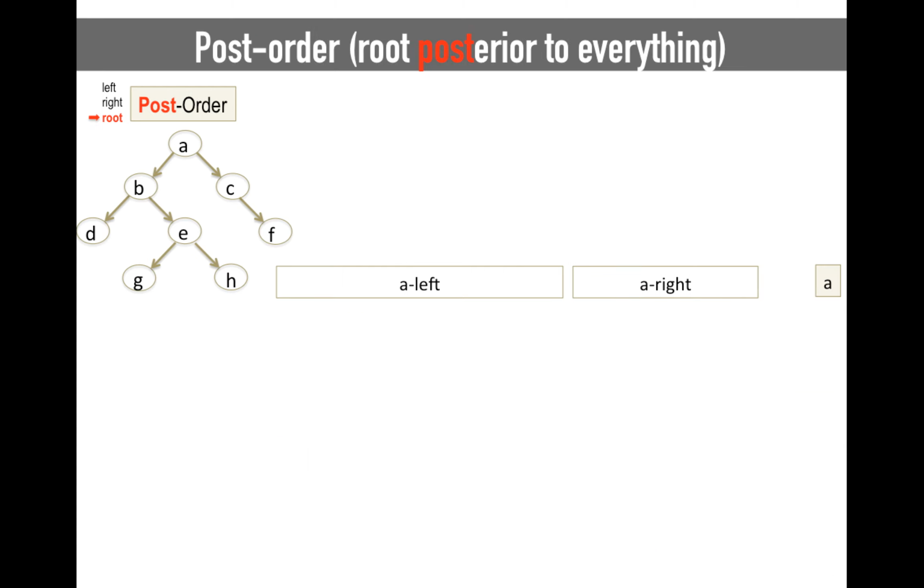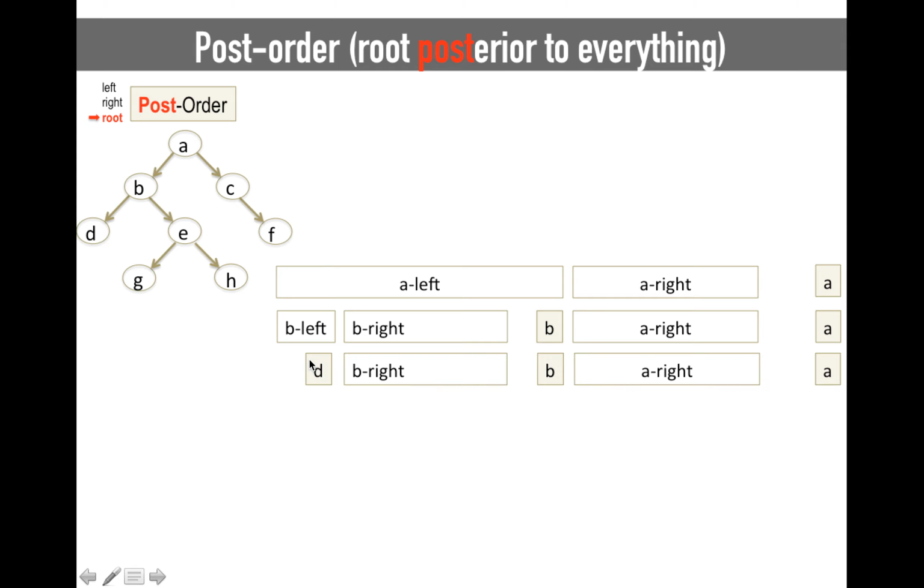And finally, for the post-order, root goes at the end. So left, right, root goes at the end. So in the left, root goes at the end. So B is going to appear here, and then we have B left and right. Let's go for B left, root goes at the end. There's no left and right. And the right of B, root goes at the end, and then left and right. So root at the end, left and right.